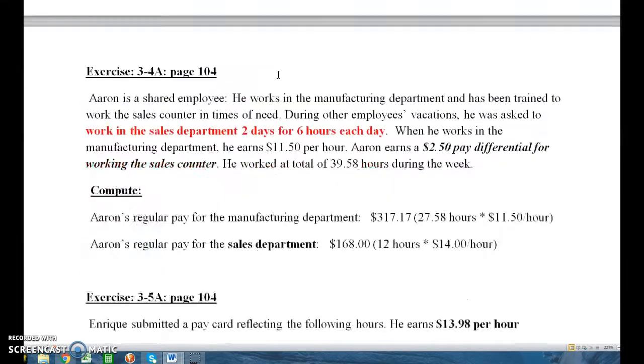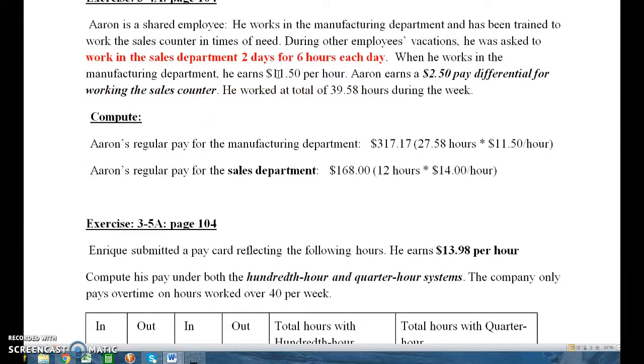The next exercise is exercise 3-4. Aaron is a shared employee. He works in the manufacturing department and has been trained for the sales counter in times of need. During somebody's vacation, he is working in the sales department 2 days for 6 hours each day. So he's working a total of 12 hours in the sales department. When he works in the manufacturing department, he earns $11.50. If he works in the sales department, he gets a $2.50 pay differential for working the sales counter.